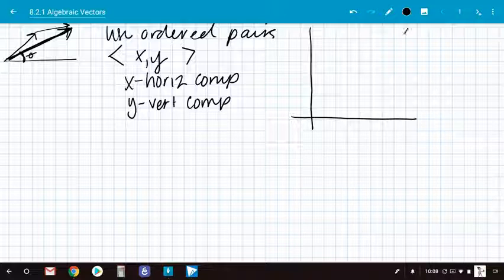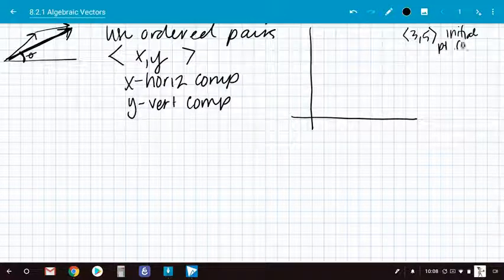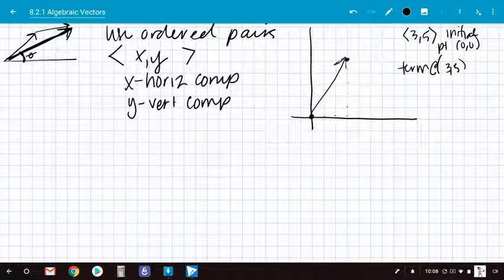So for example, if I had a vector ⟨3, 5⟩, it has its initial point at 0, 0, at the origin, and its terminal point, where it ends, at 3, 5. And now that's a point. So if I start here and then I go 1, 2, 3, 1, 2, 3, 4, 5, this is the vector ⟨3, 5⟩, meaning that it goes over 3 and up 5.